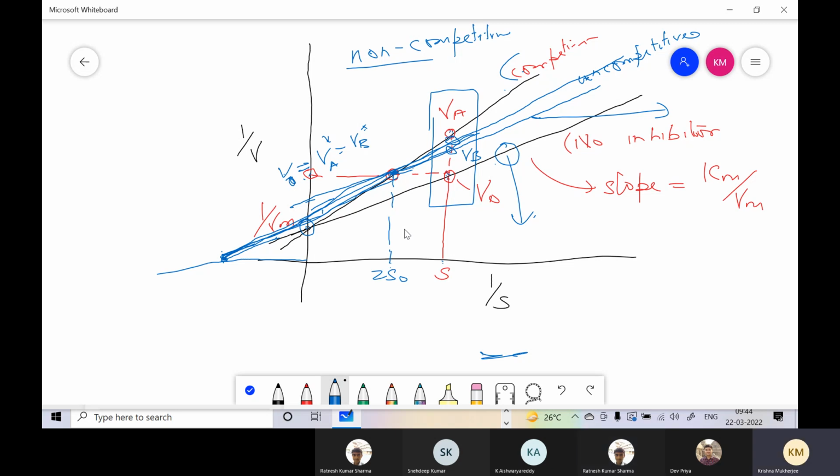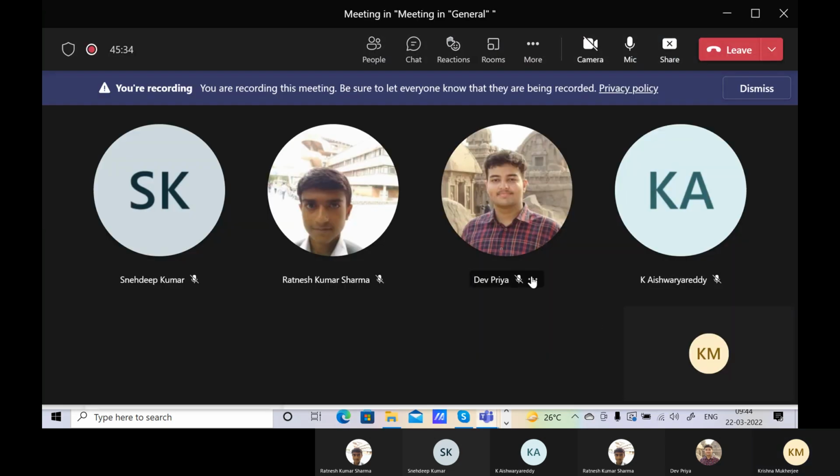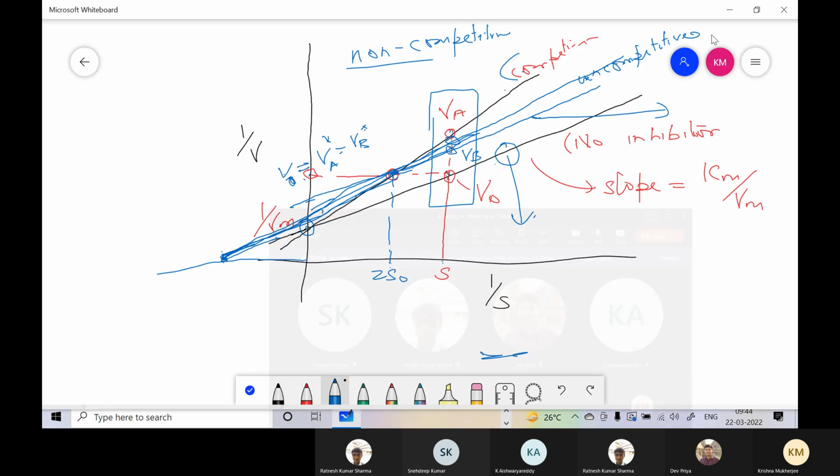Oh, yes, sir. Are the others also saying yes, or are you just agreeing with Ratnesh? Okay. Aishwarya, there are just 4 people left. Depriya, Snehadeep, any responses? No, sir, we understood. You understood?